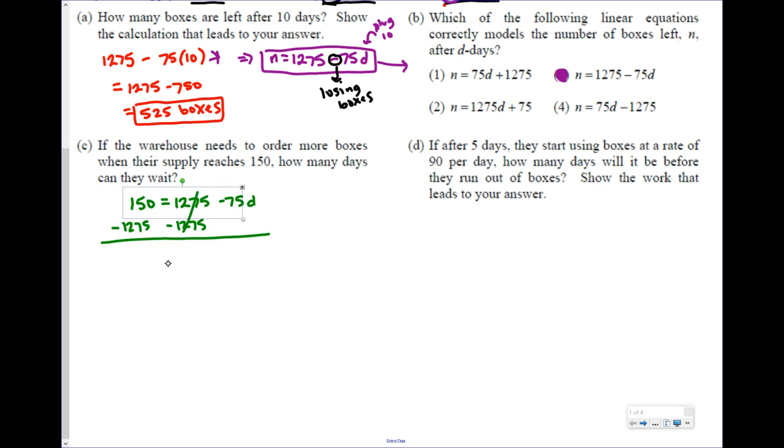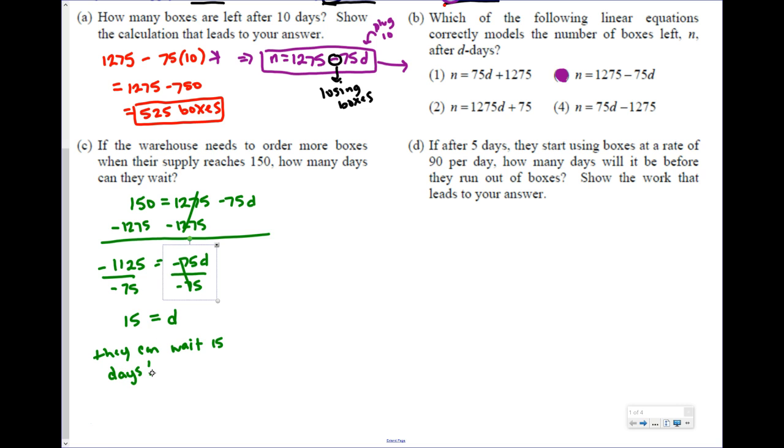Okay, so now I'm going to solve for D by subtracting this 1,275 over. 150 minus 1,275 is negative 1,125 equals negative 75D. Divide both sides by negative 75. They cancel out and we get that D equals 15. So they can wait 15 days before ordering more.